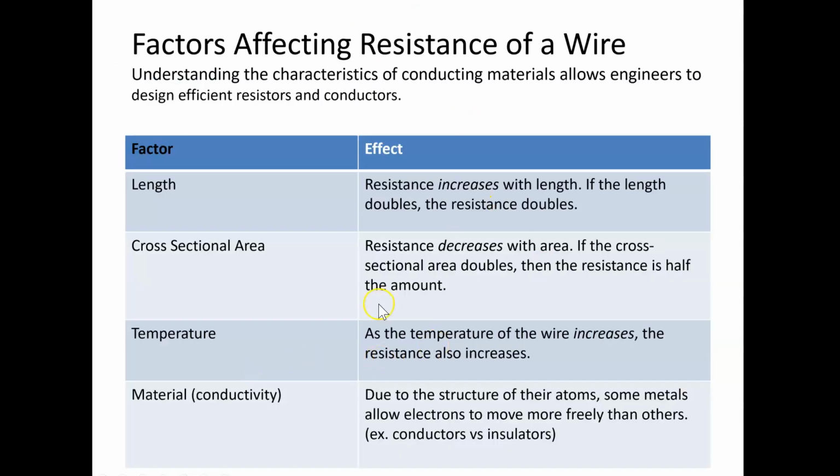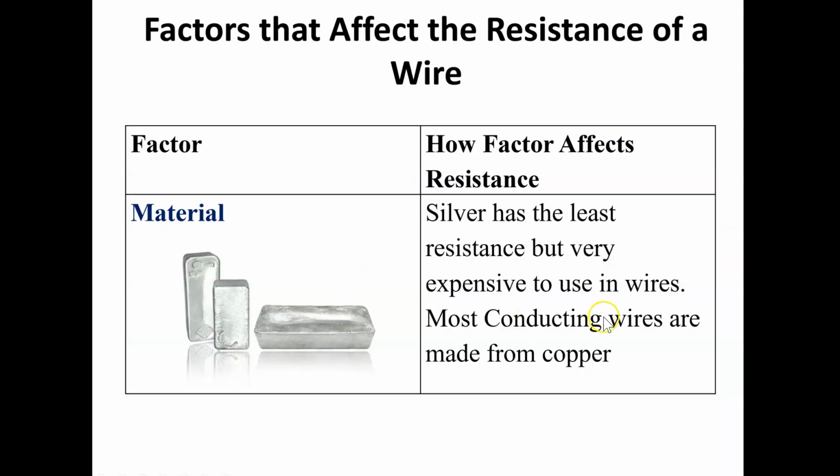This table goes over the factors affecting the resistance of a wire, and understanding these four characteristics and their effect on the conducting wires allows engineers to design very efficient resistors and conductors when they are making different types of technology. So length, cross-sectional area, temperature, and material or conductivity are all factors that affect the resistance of these wires. You can look at this by yourself, but I'm going to go through each of these with a little bit more of an example.